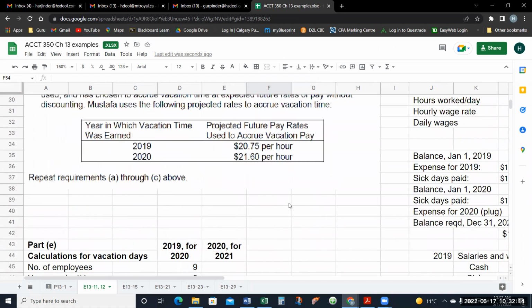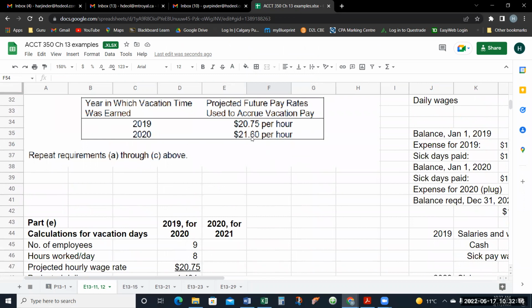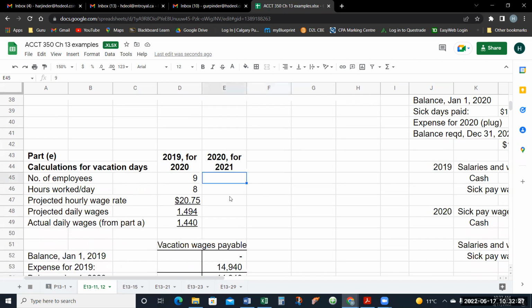Now, 2020 is when things get a little bit interesting. So what are we doing there? In 2020, when we accrue the wages, we're going to use the dollar amount that the company expects to pay in 2021, and that's $21.60. So again, still the same, 9 employees working 8 hours a day, paid at the rate of $21.60, works out to $1,555. However, remember that the actual daily wages in 2020 were $1,512 that we had calculated earlier.